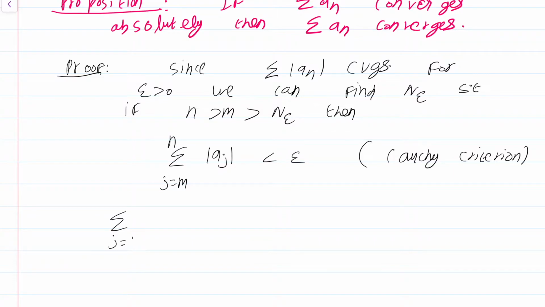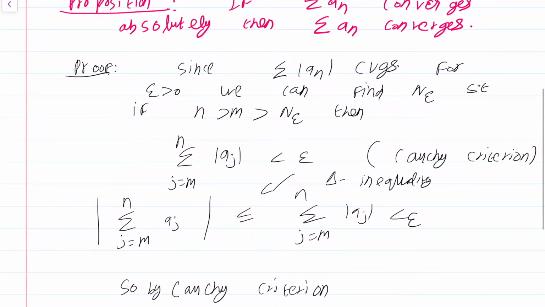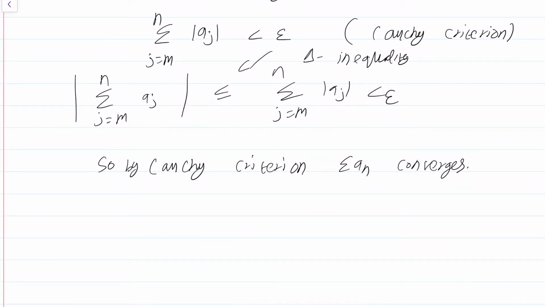But summation j equals m to n aj modulus is less than summation j equal to m to n mod aj is less than epsilon. This is just triangle inequality. So again, by the other direction of Cauchy criterion, summation mod an converges. So this was a fairly straightforward and easy proof.